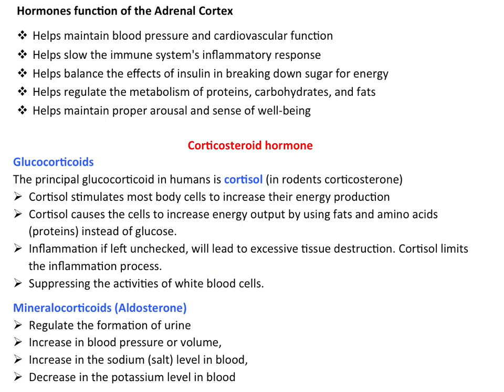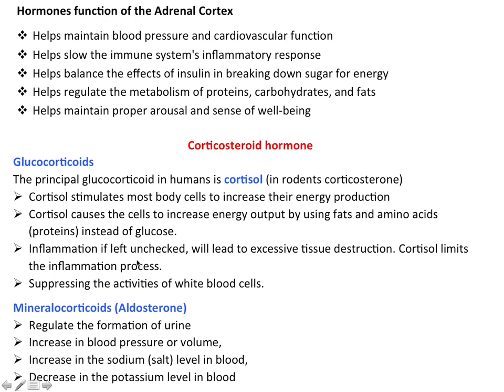So first is corticoid hormone, that is glucocorticoid. The principal or chief hormone of glucocorticoid is cortisol, and in the case of rodents it is called corticosterone. So cortisol stimulates most body cells to increase their energy production. It causes cells to increase energy output by using fats and amino acids instead of glucose. So cortisol actually utilizes fats for energy production.